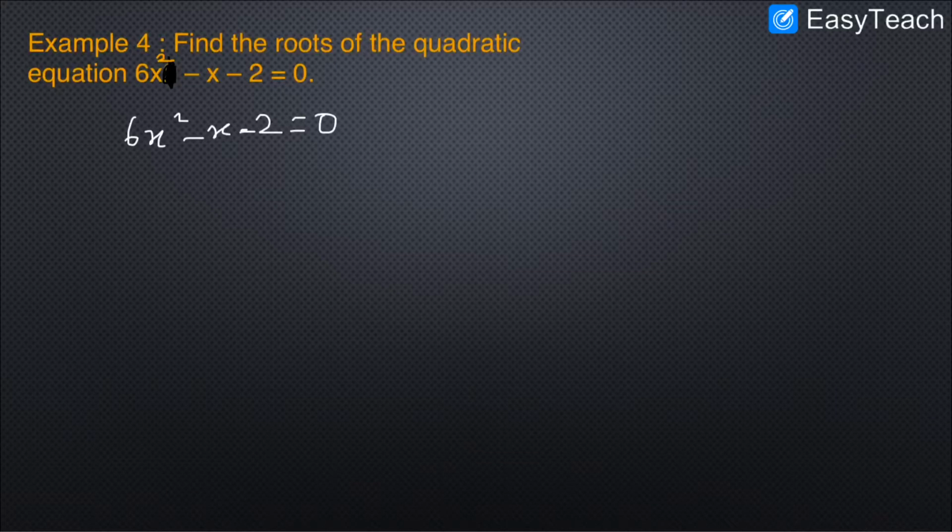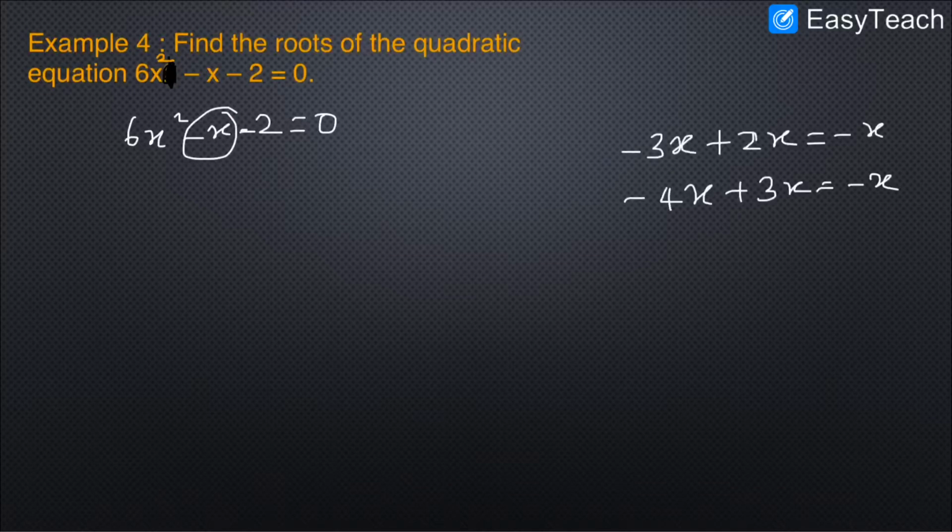sometimes it will not work. For example, here we have minus x as the middle term. There are two possibilities: minus 3x plus 2x also gives minus x, and minus 4x plus 3x also will give me minus x as an answer. So which two numbers do I have to choose? That's why I choose this method.